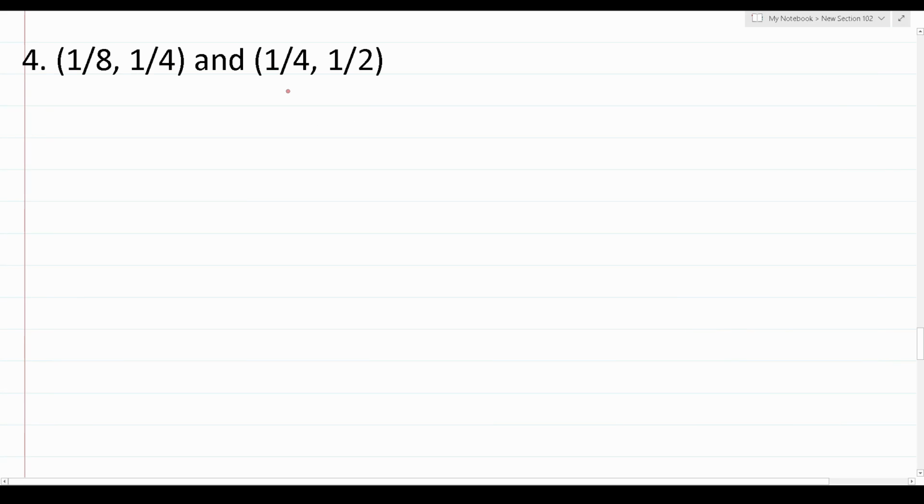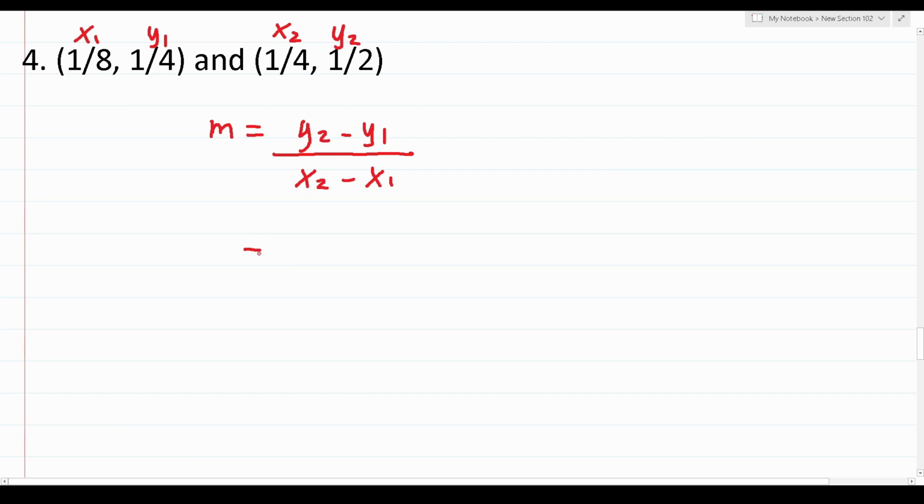All right, so we're trying to find the slope given the points (1/8, 1/4) and (1/4, 1/2). So to start, let's go ahead and label the values of our points accordingly. Again, this is going to be x1, y1, and this is going to be x2, y2. Of course, we're going to be plugging those values into the slope equation, which is m equals y2 minus y1 over x2 minus x1.